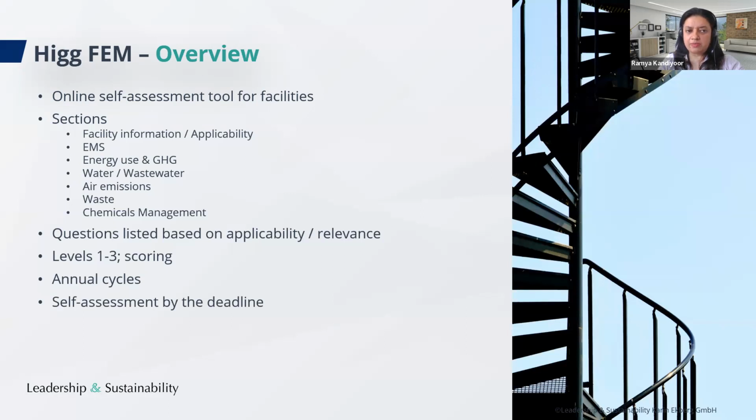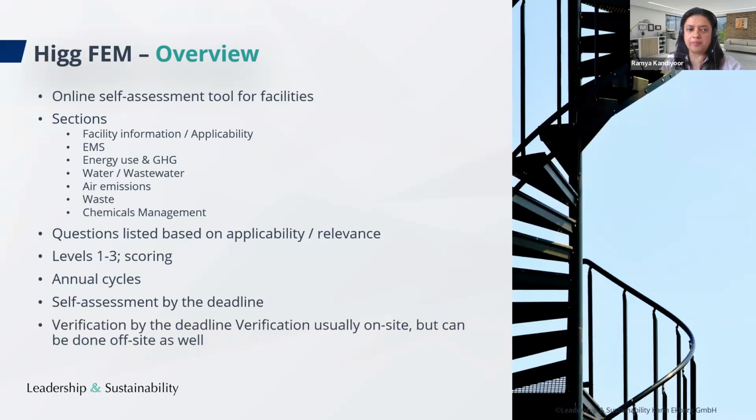And the self-assessment has to be completed by the deadline, which maybe your brands would be advising you on, by which you would be required to complete the verification. The self-assessment on the platform, it is the 30th of April, which is the deadline.